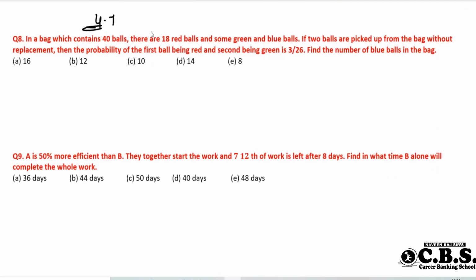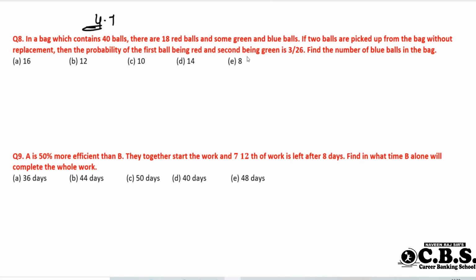What is the question? In a bag which contains 40 balls, there are 18 red balls and some are green, some are blue balls. If 2 balls are picked up randomly from the bag without replacement, then the probability of the first ball being red and the second ball being green is 3/26. Find the number of blue balls in the bag.